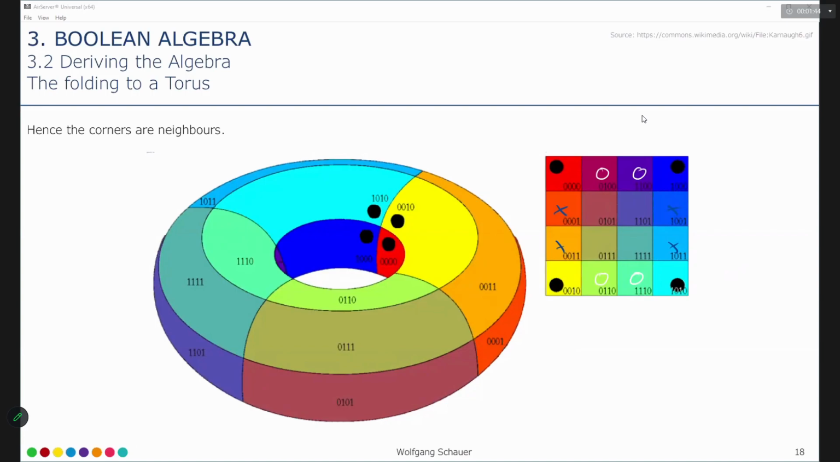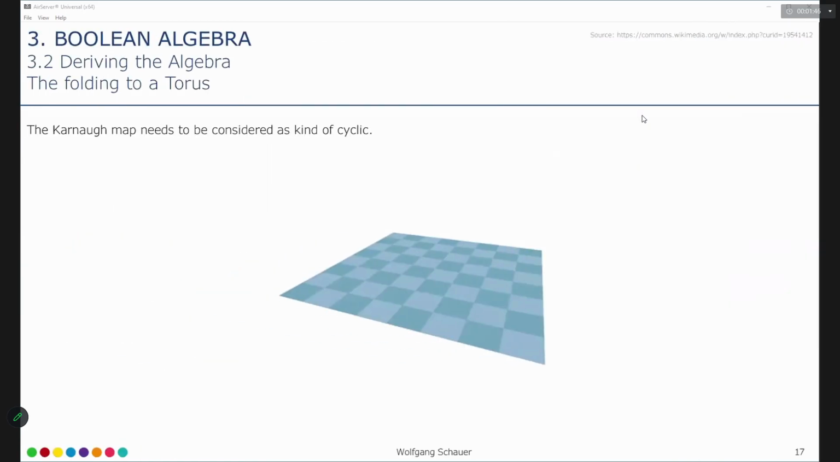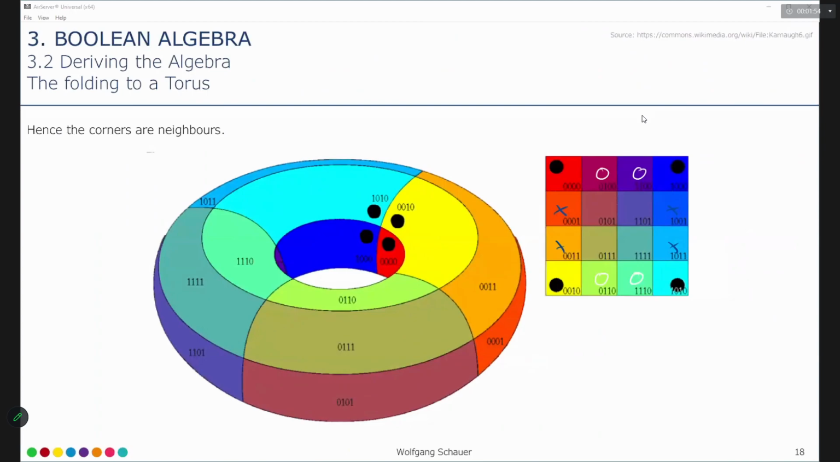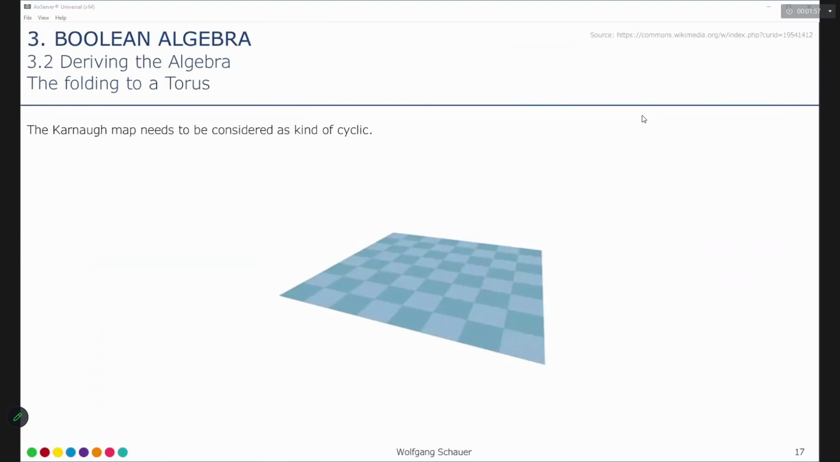And there was no rule how you're rolling this K-map. Here there was an animation which is working in the PDF, but not on my machine here. And it's also linked. Just copy that.